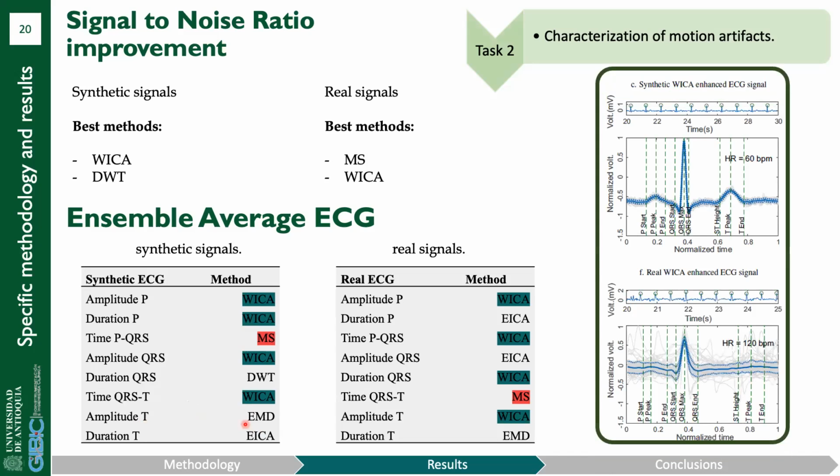Also, we evaluate the distortion introduced into the signal by the denoising methods, and we see that in the case of the synthetic signal, we obtain very good results in the denoising process. We recover with a good approximation the P wave, the QRS complex, and the T wave too. But in the case of the real signals, the signals acquired from the volunteers, the results with the denoising method were not good. In this case, I use the method that presents the best result in the signal to noise ratio measurement, and we see that it's not possible to recover information about the P wave or the T wave in the denoising.